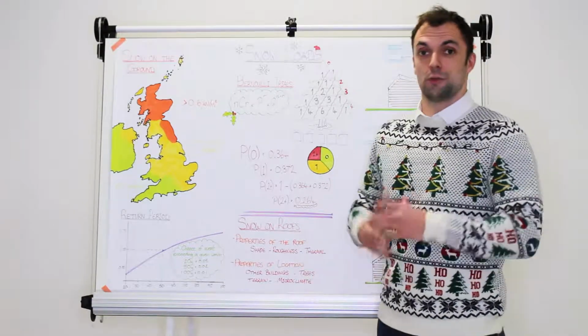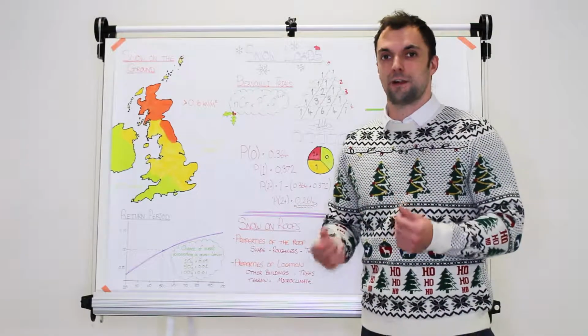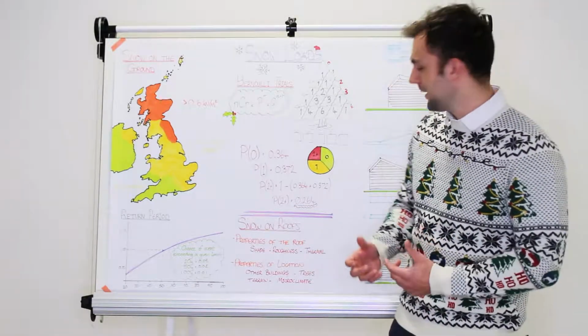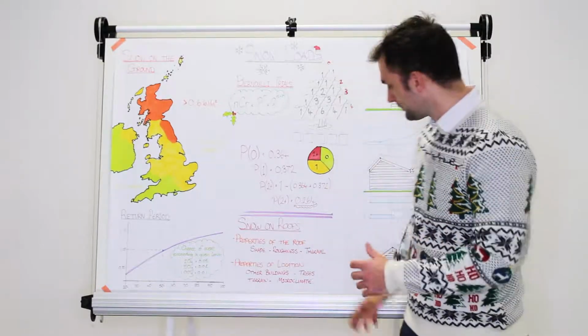The shape of it, the roughness, and also the thermal properties. If you have a roof that's not very insulating over a warm building, chances are a lot of that snow is going to melt away before it ever builds up.